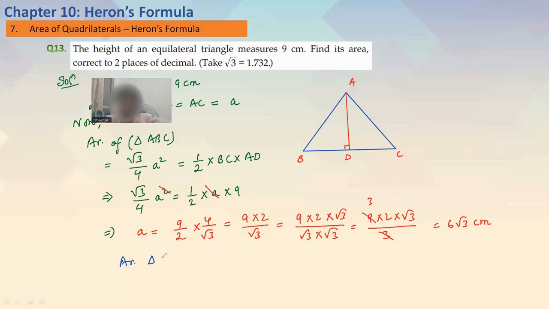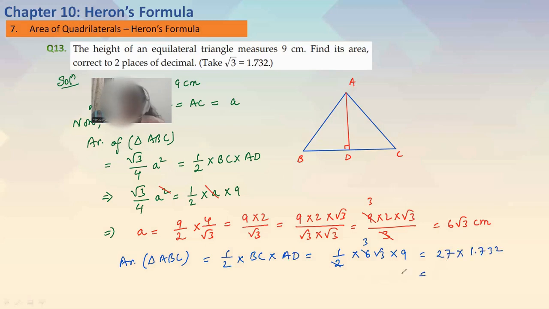Area of triangle ABC. What is it going to be? So can we use the half into base into height? Okay, half into BC into AD. So half into 6 root 3, into 9. Now you need to put the value of root 3. It's 1.732. Yes, absolutely, 27 times 1.732. Now multiply this.